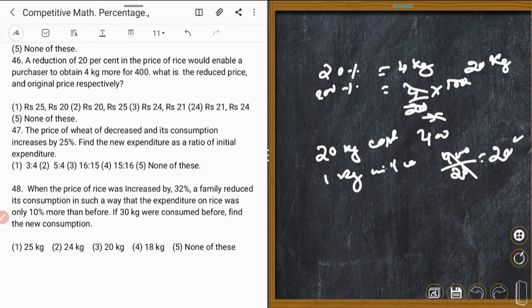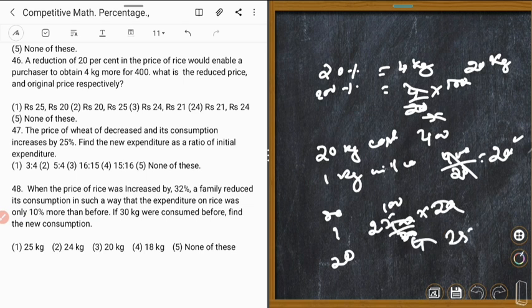20%. That means when the reduced price is 80, the original price is 100. When the reduced price is 1, the original price is 100 upon 80. When the reduced price is 20, it becomes 25. Could you understand? This is the original price, this is the new price.